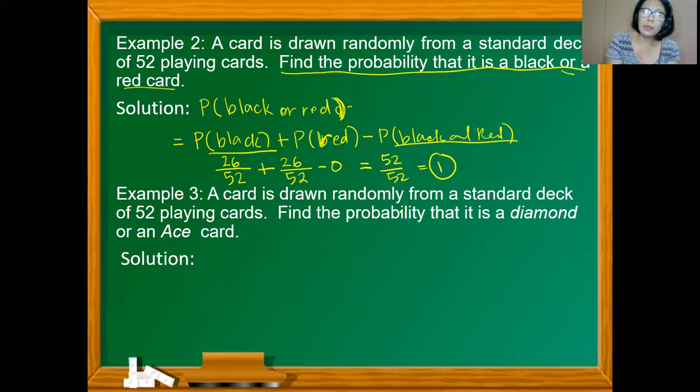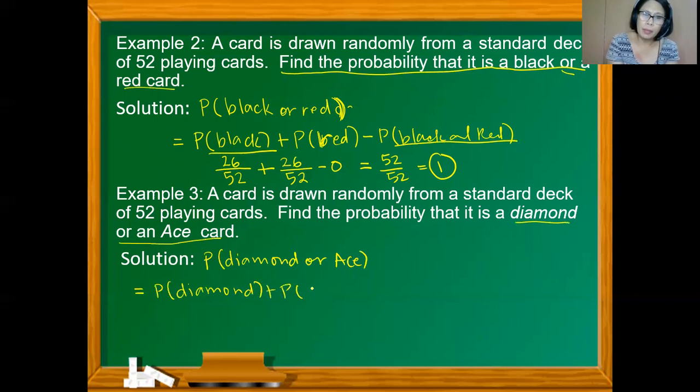A card is drawn randomly from a standard deck of 52 playing cards. Find the probability that it is a diamond or an ace card. So this is calculating the probability of selecting a diamond or an ace card. So this is working on the probability of selecting a diamond card plus selecting an ace card minus their joint probability.